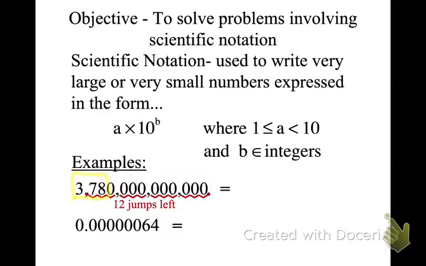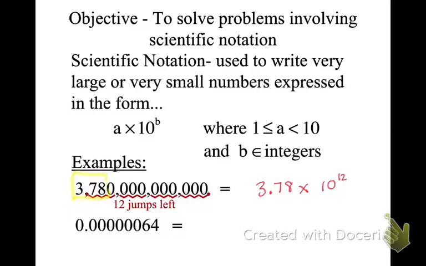3.78 with the new decimal, 3.78. Now, if there were more digits that went out here, 9, 10, 5, I would go as long as I saw my digits until I hit the zeros. I don't need to write the zeros. Times 10, and the power is going to be the number of jumps. Okay?